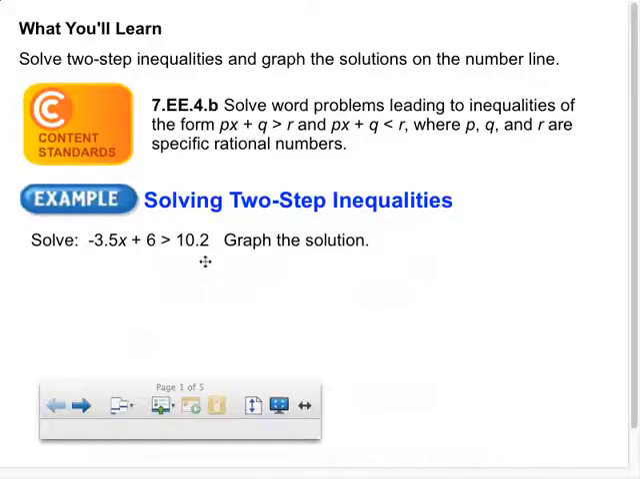So first step, what's the first thing I need to do to solve this inequality? Miranda, yes? Subtract 6 from both sides. Nice, so we're working backwards PEMDAS. So we've got to look for add or subtract. We have add 6, so we're going to subtract 6 from both sides. That's the subtraction property of inequality.